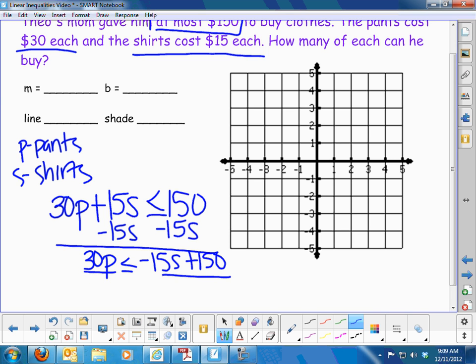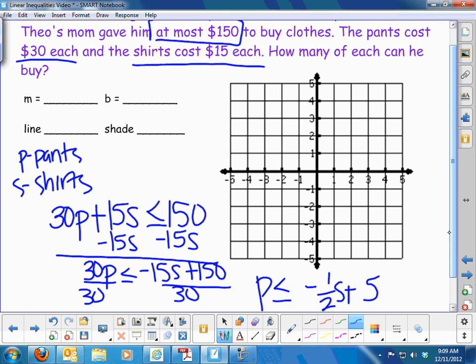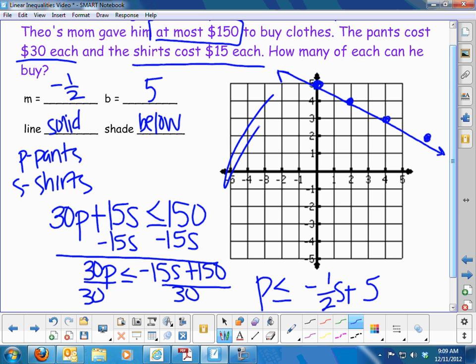So I'm going to divide each side by 30 here. So I get P is less than or equal to negative 1/2 S plus 5. So my slope is negative 1/2. My y-intercept is 5. Is the line going to be solid or dashed? Solid because it's equal to, and am I going to shade above or below? Below because it's less than. So now I'm going to graph this, go down 1 and right 2. I'm going to draw a solid line, and I'm going to shade everything below.